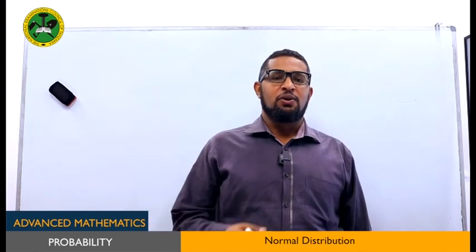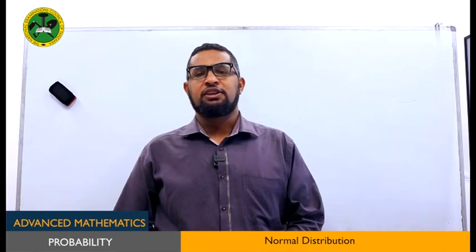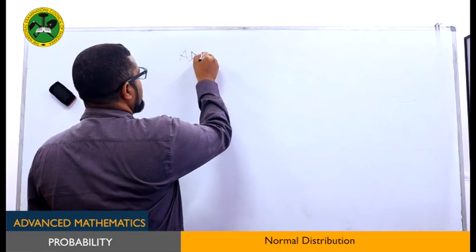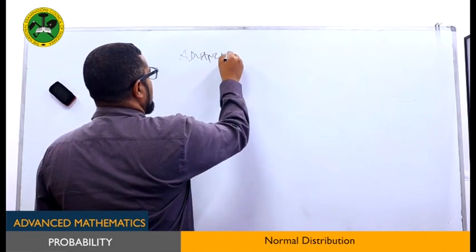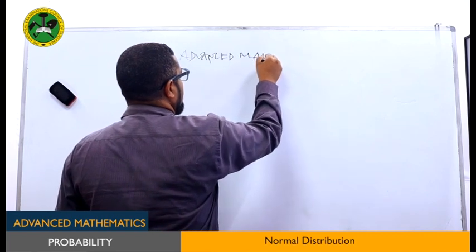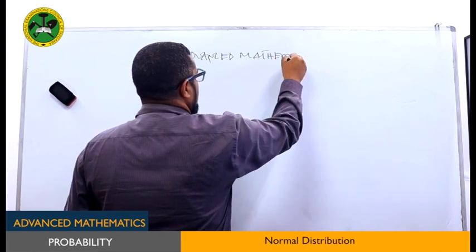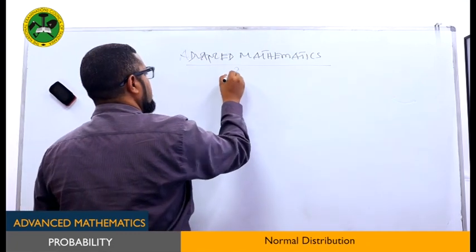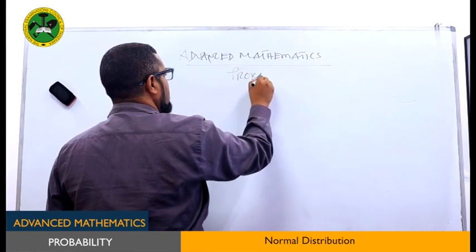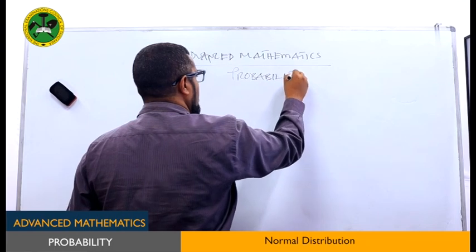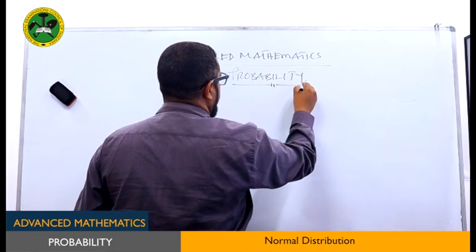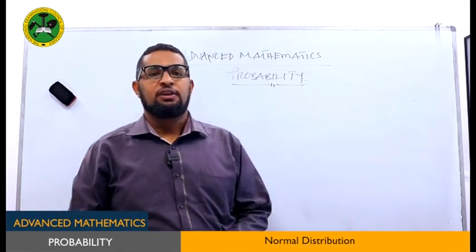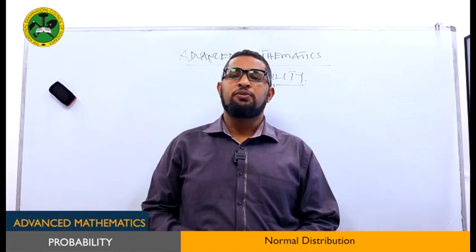Today, we are going to continue with our revision in the topic of probability. So our subject is advanced mathematics. The topic of our revision, still probability. If you remember, in a special probability, we have the so-called normal distribution.